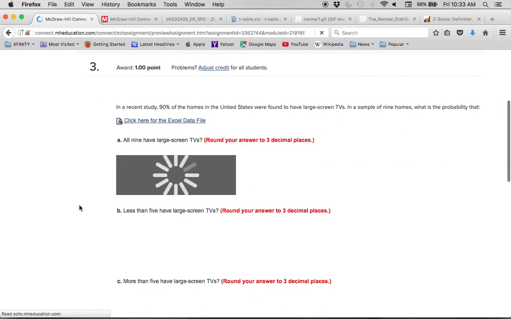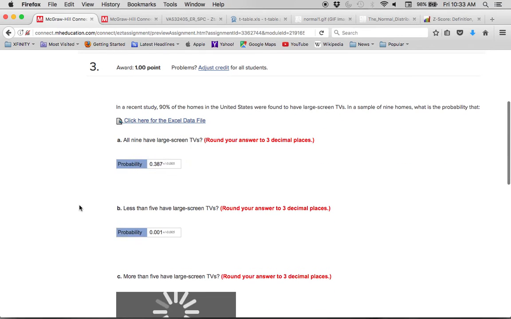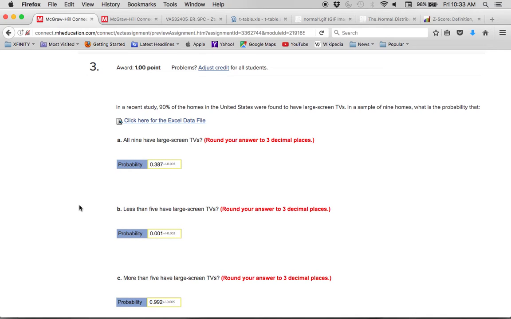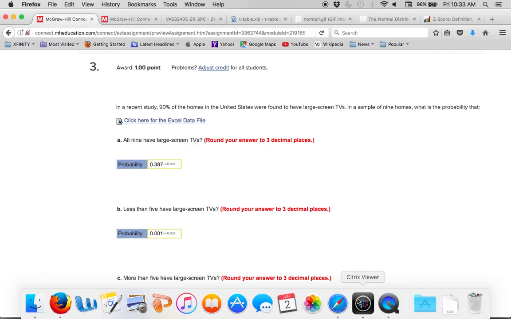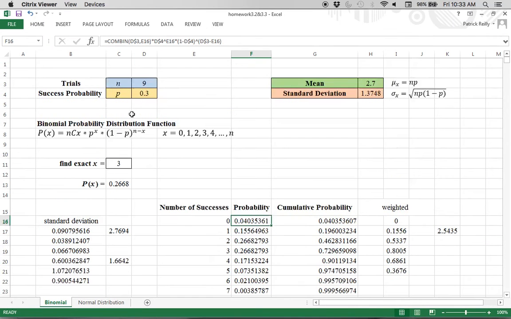Recent study, 90% of homes, that's the probability, 90% have a large screen TV. Whatever large screen means. I know I don't have a large screen TV. So in 9 homes, what's the probability that all 9 have large screen TVs? Okay, so let's go to our chart. 9 homes. 9 is already there. Probability of success was 90%, which is the same as 0.9.